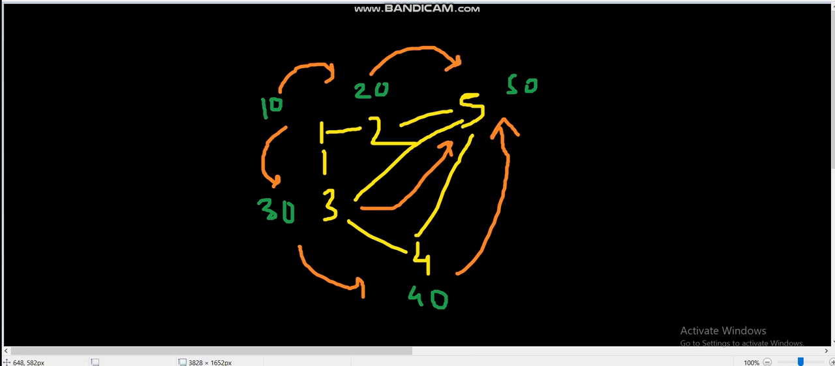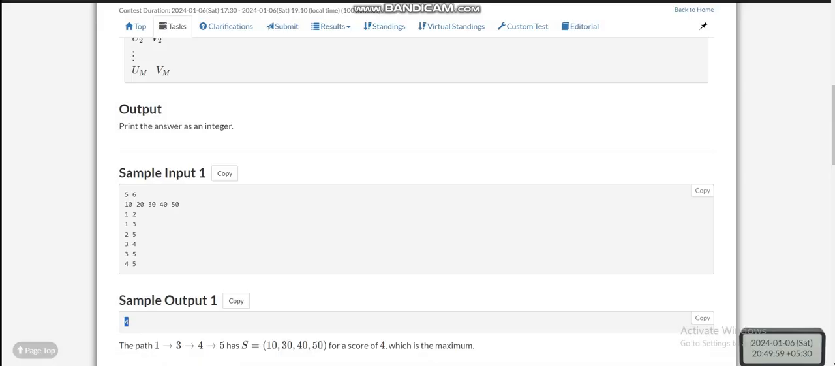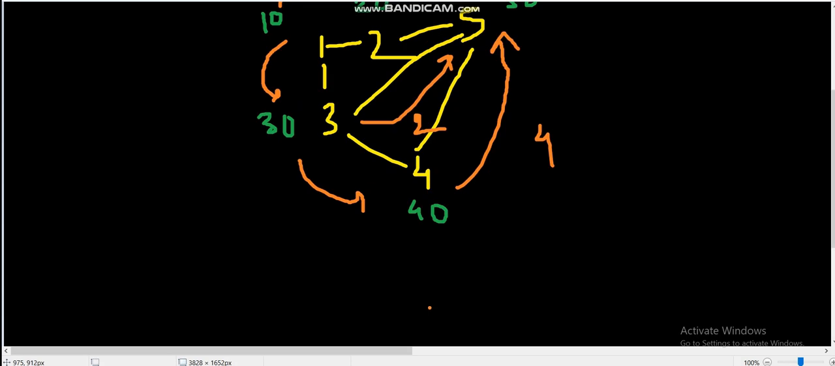The first path has four distinct values: 10, 30, 40 and 50, which is also increasing. So the first path has score 4. The second path has score 2, and the third path also has score 2. So our maximum score is 4. So our answer will be 4. Now here every value is distinct, so you might get confused.